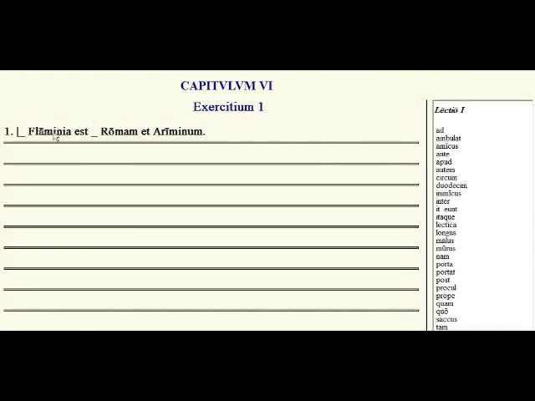So here we have blank Flaminia est. Let's get this to work. Via Flaminia est inter Romam et Ariminum. So go ahead and try the rest of those, making sure that you put the correct form as well as the correct word. Exercise 2.